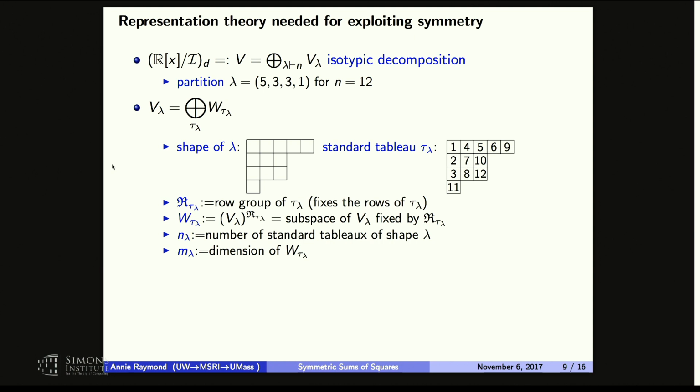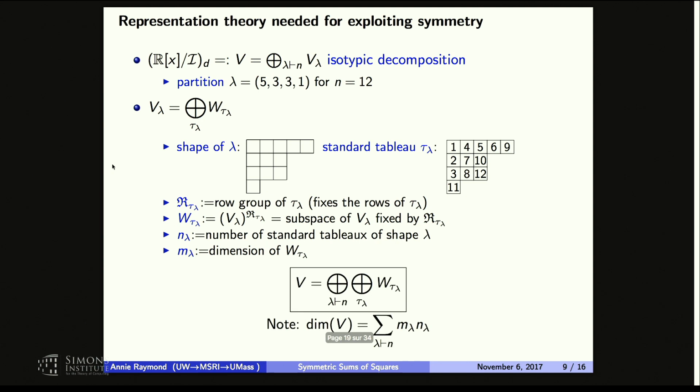Okay. And so we can show that V lambda can be decomposed into a direct sum of the W tau lambda for standard tableau tau lambda. And so we can call n lambda the number of standard tableau of shape lambda, and m lambda the dimension of W tau lambda. If you know representation theory, that is the multiplicity of your irreducible. The big message is that you have this big vector space, and now you break it down into smaller vector spaces that keep some information about symmetry.